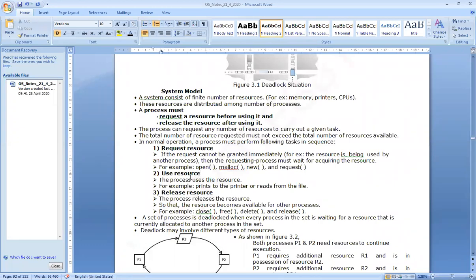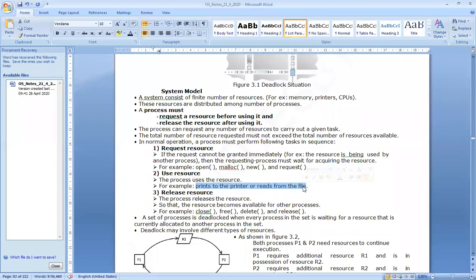Next one, the use of resource. In the use of resource, the process uses the resource. For example, a printer to print, or to read from a file. All these are some of the activities which are performed by the process, so that comes under use of resource.